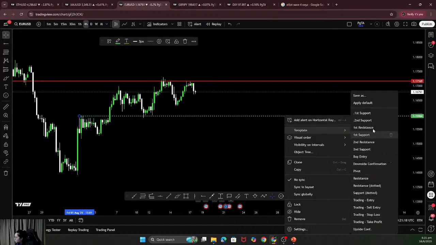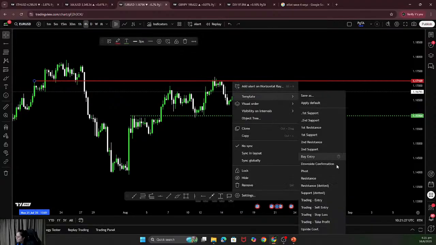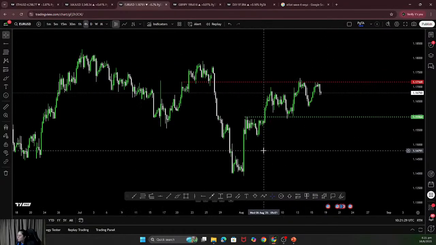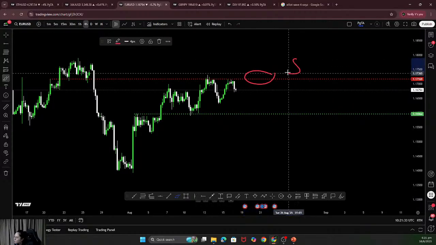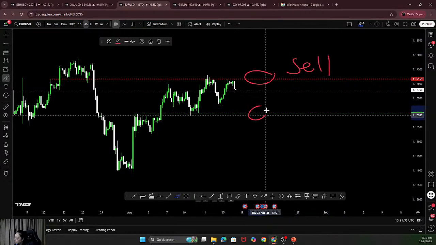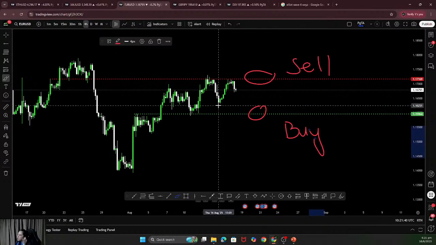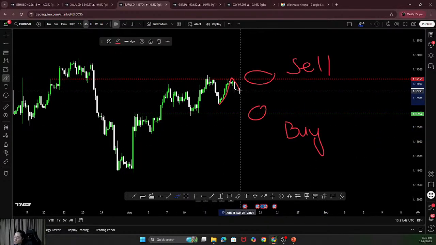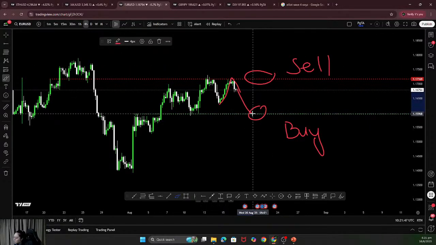Where's my support? Am I blind? Am I not seeing support? Okay, I don't want it to be dotted. Okay, never mind. I'm just going to put resistance here, the dotted. Okay, so I'm going to say that this is going to be my sell, and this is going to be my buy area. If price comes here, I'm going to be looking for a sell entry. If price comes here, this is kind of my buy zone.